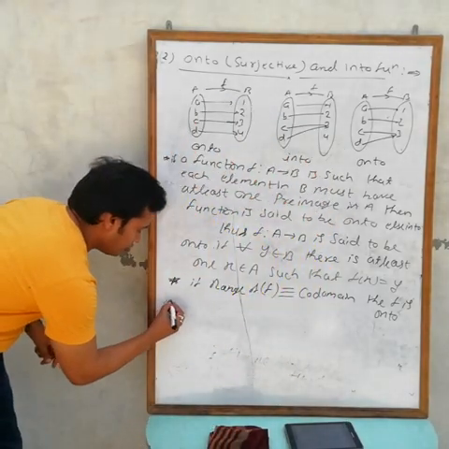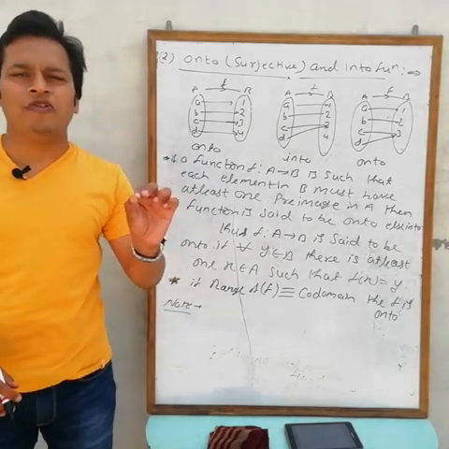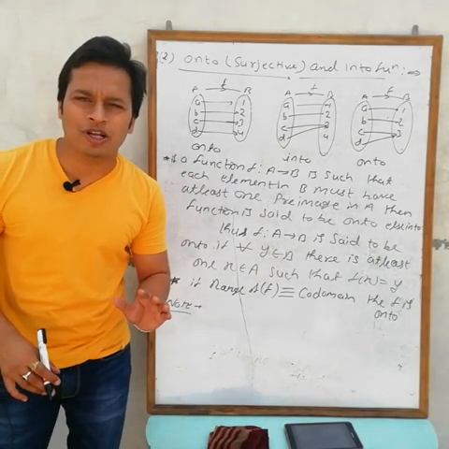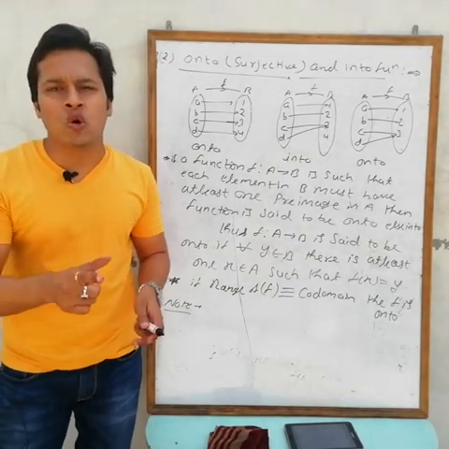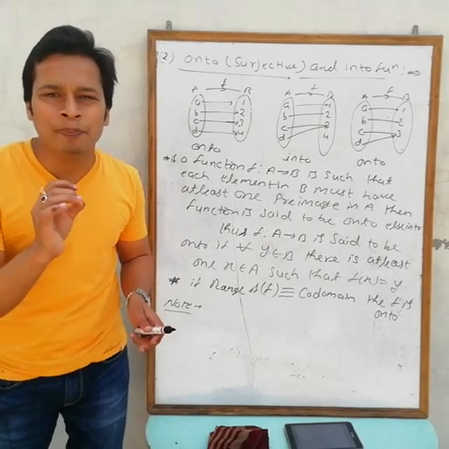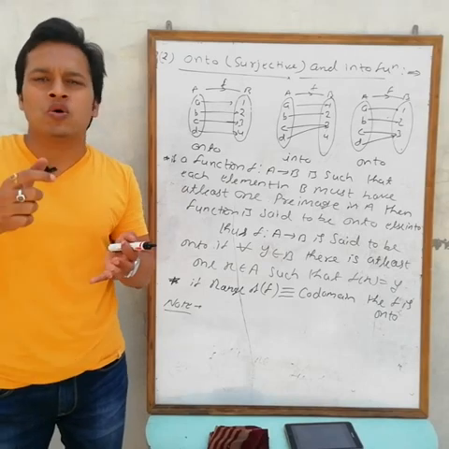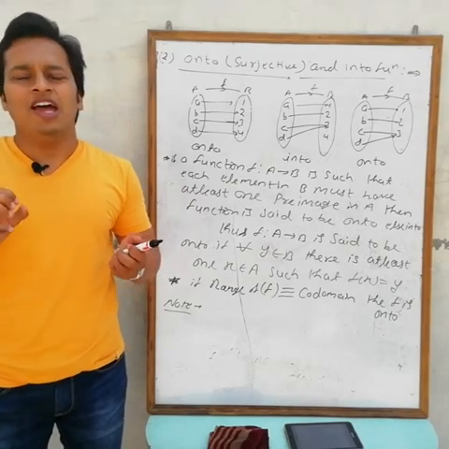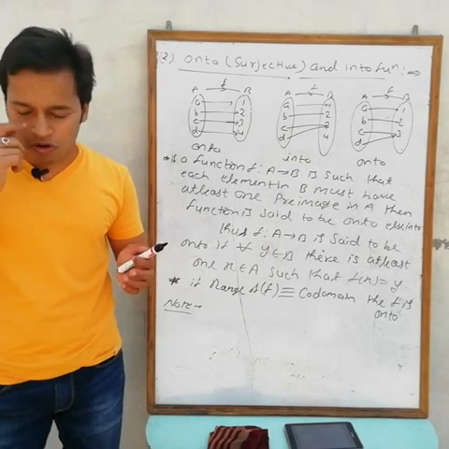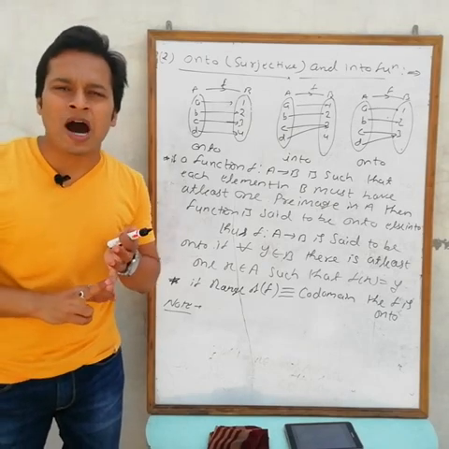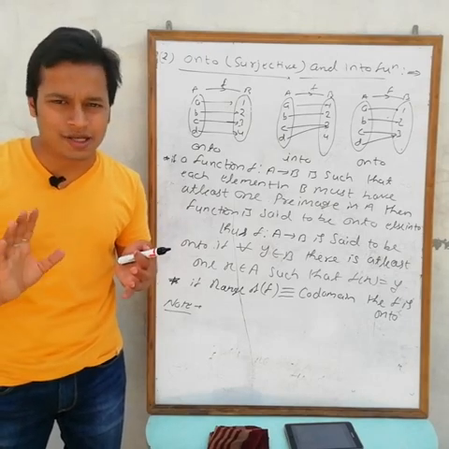And another thing you have to remember: if any polynomial function is given, then directly you can identify whether that function is onto or into. Just check the degree. If the degree of the polynomial function is odd, then the function is onto. If the degree of the polynomial function is even, then the function is into. Okay, what is the degree? Degree is the highest power of x in the polynomial.